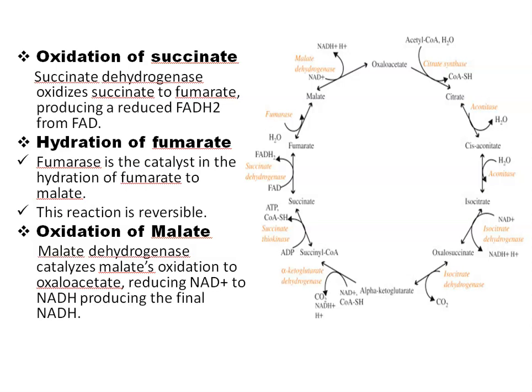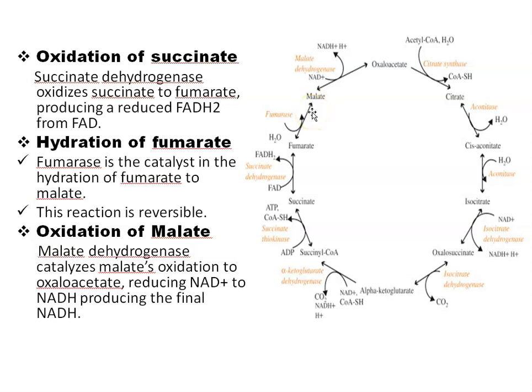Here enzyme succinate dehydrogenase oxidizes succinate to fumarate. Succinate to fumarate. You can see here this reaction. And also producing a reduced FADH2 from FAD. This reaction, right? So next step is hydration of this fumarate. Here enzyme fumarase is the catalyst in hydration of fumarate to malate. This reaction is reversible, right?